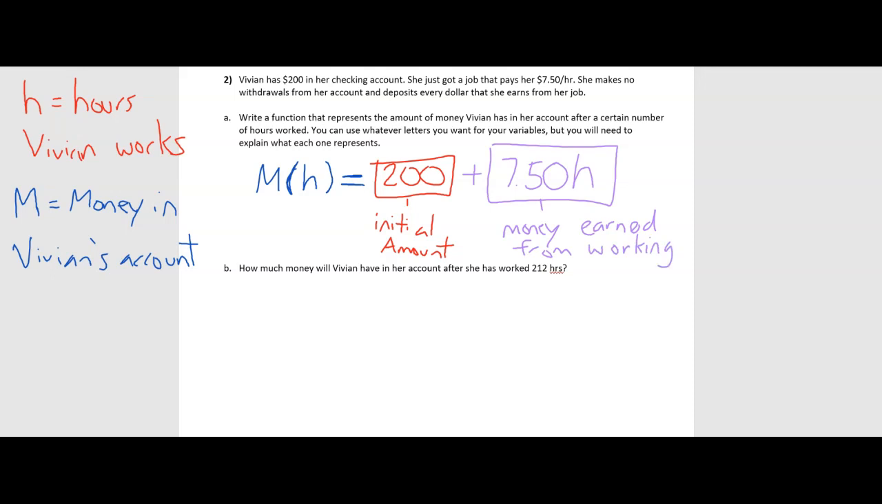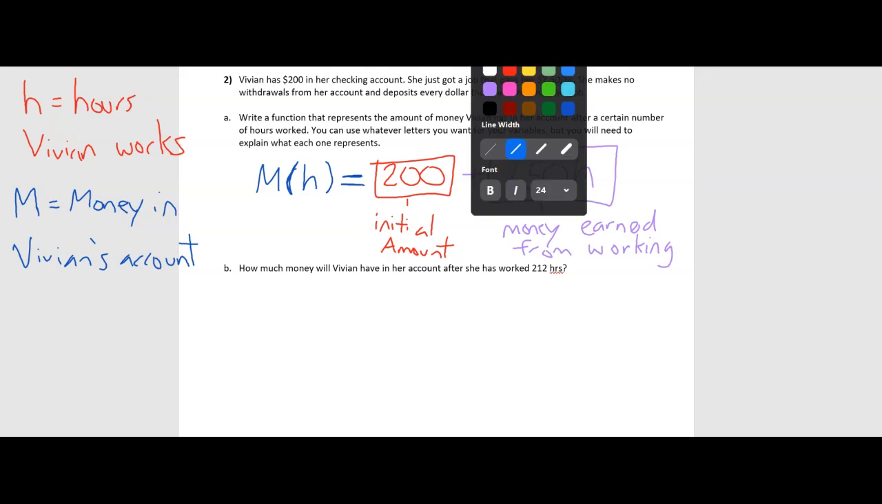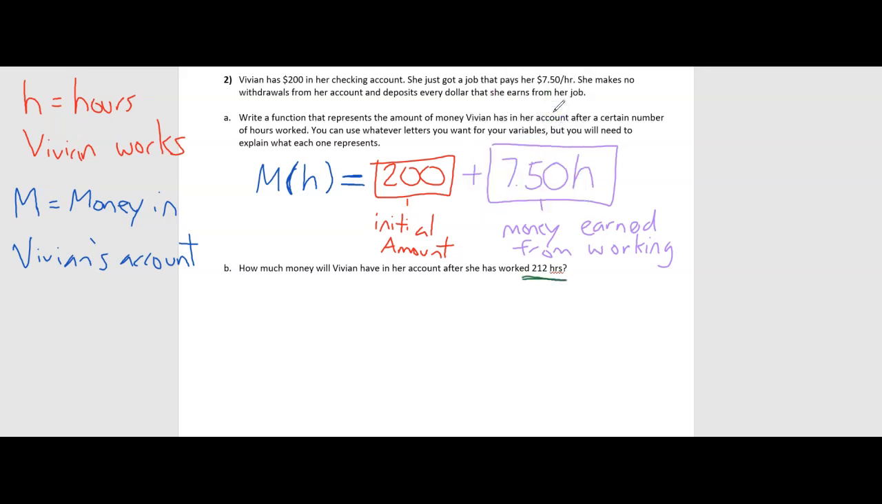M of h is equal to 200 plus 7.50 times h. First question, how much money will Vivian have in her account after she has worked 212 hours? Well, this 212 is an h value because it stands for hours. So we have m of 212 is equal to 200 plus 7.50 times 212. And now I just need to simplify.